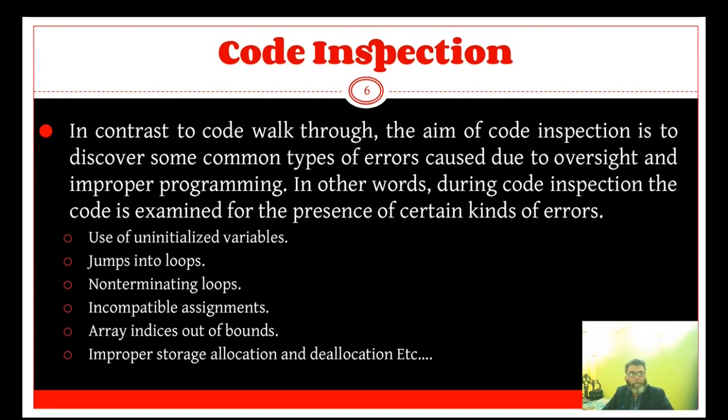Code inspection. In contrast to code walkthrough, the aim of code inspection is to discover some common types of errors caused due to oversight and improper programming. In other words, during code inspection, the code is examined for the presence of certain kinds of errors like use of uninitialized variables, jump into loops, non-terminating loops, incompatible assignments, array indices out of bounds, and improper storage allocation and deallocation, etc. In other words, code inspection is a type of formal review to evaluate the quality of written code.